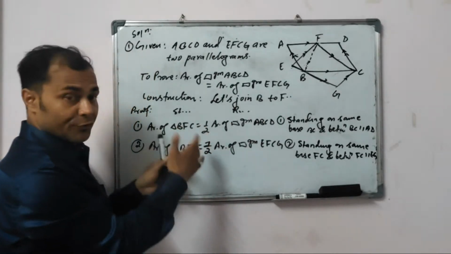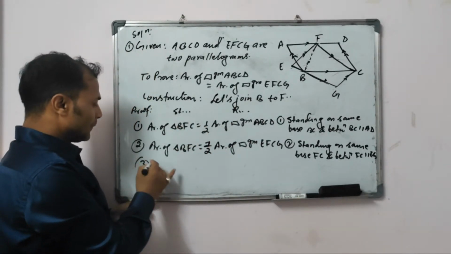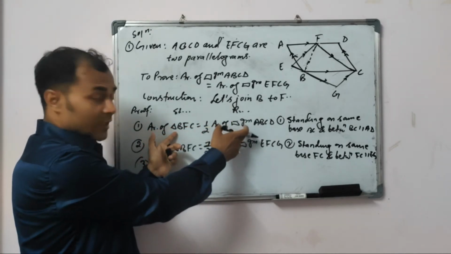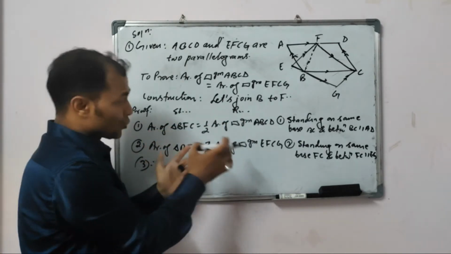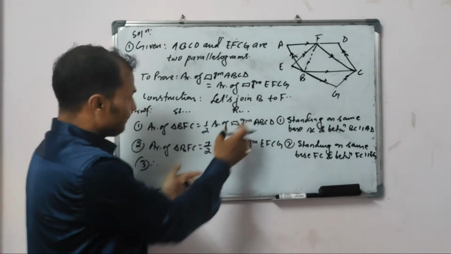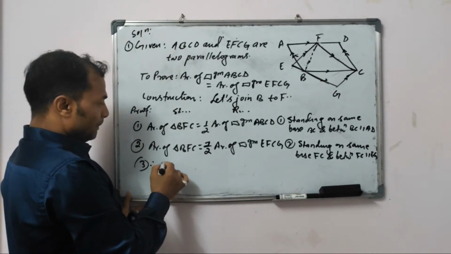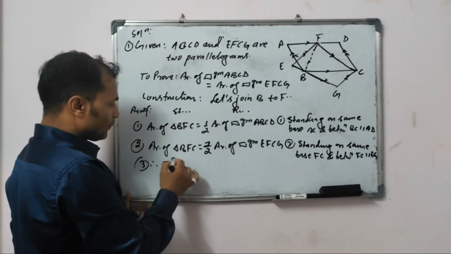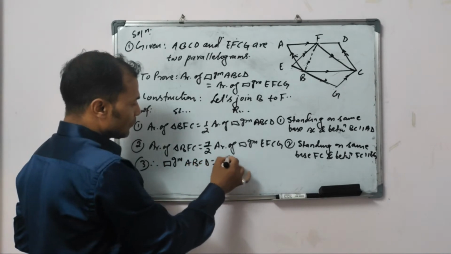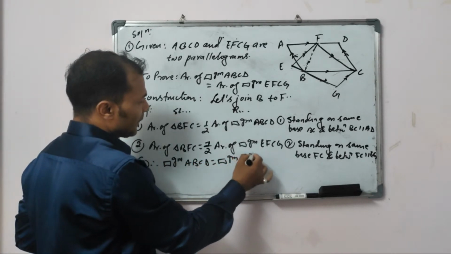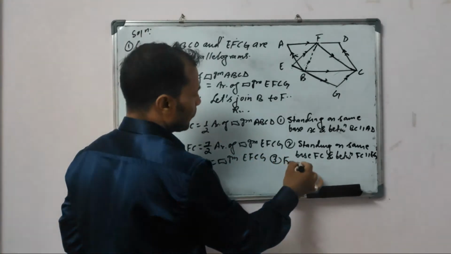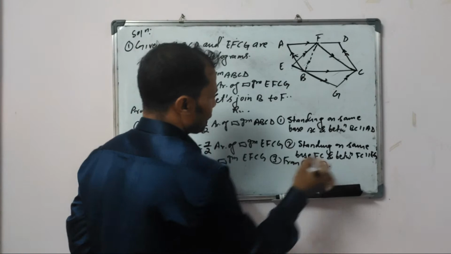So from these two, what you get is, in number 3, therefore, since this triangle is half of this, and the same triangle is half of this, so from 1 and 2 you can write these two are equal. Right? Therefore you can directly write parallelogram ABCD is equal to parallelogram EFCG from 1 and 2. That's it.